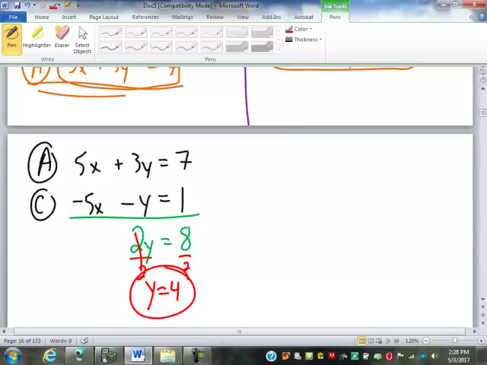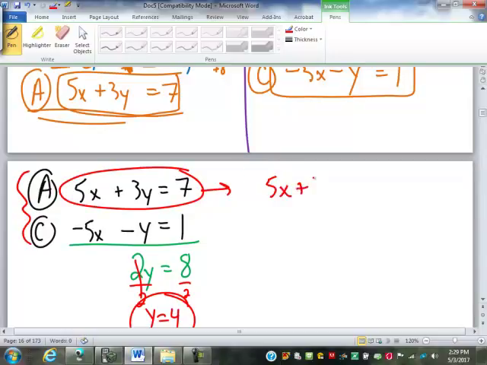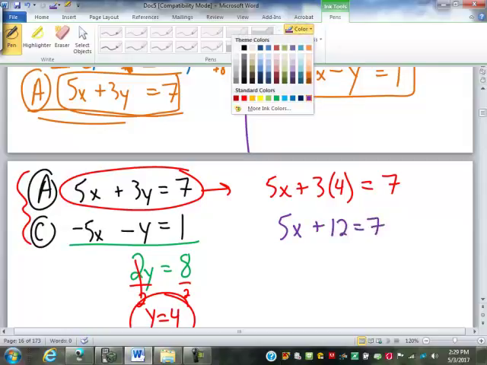Now I have to go back up through and find the other variables. So I go back up to this set here, 2 equations, 2 variables. I put 4 in for y in either one of the equations, and I find x. I'm going to use the top one here because there's no negatives. So 5x plus 3 instead of y, I'm going to put in 4. So 3 times 4 equals 7. So 5x plus 3 times 4 is 12. What am I going to do next here to solve this equation?